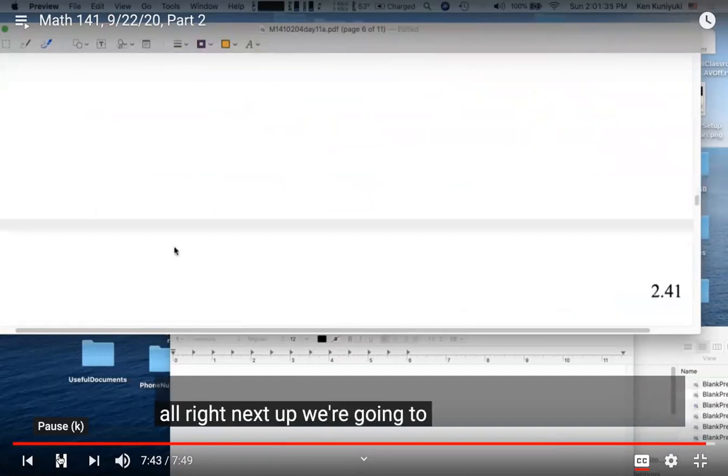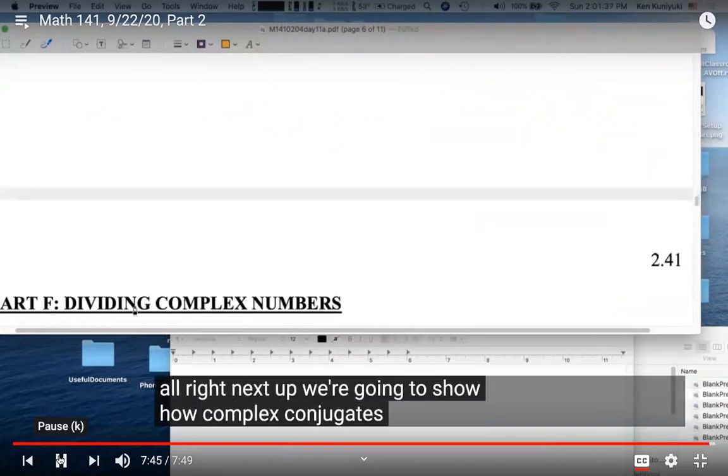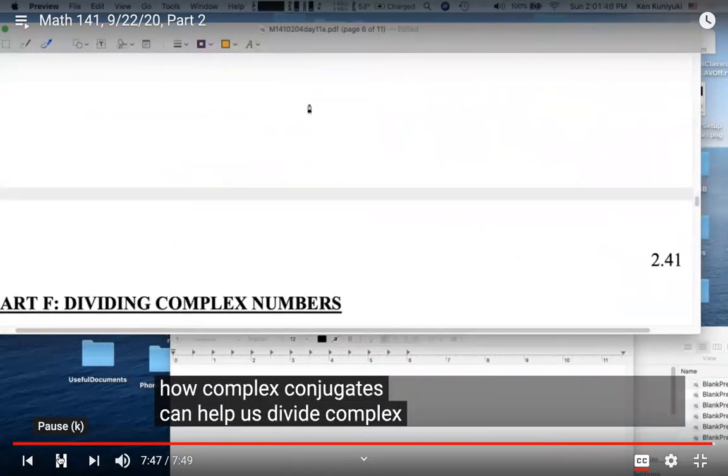All right, next up, we're going to show how complex conjugates can help us divide complex numbers. Okay, any questions thus far about complex conjugates and why when you multiply a pair of them, you get a real number? Also that factoring rule. Any questions? Let's go on.